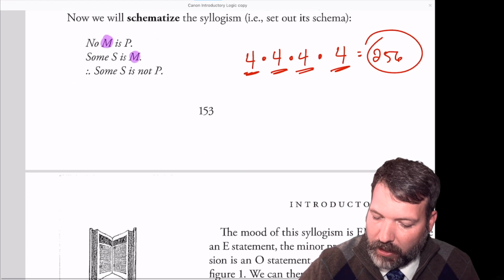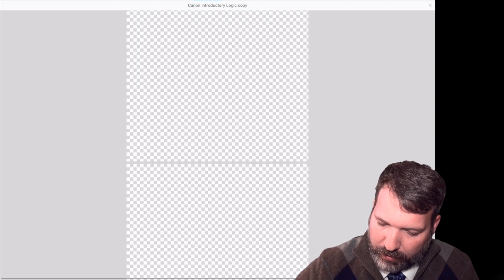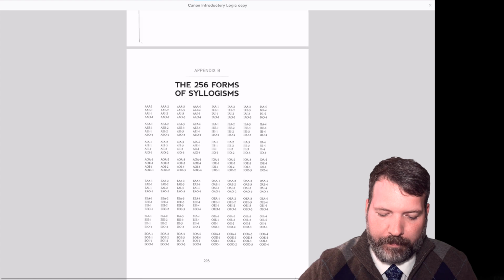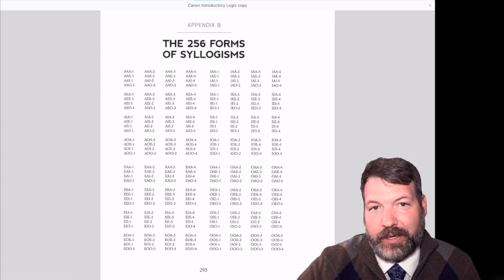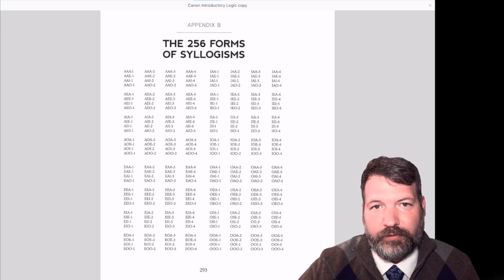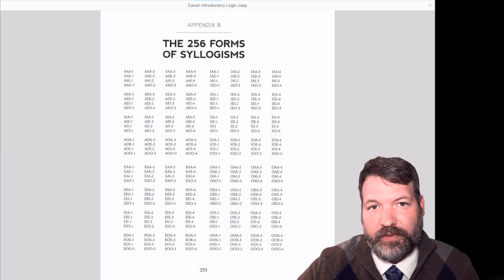You can actually see a list of these if I can get my little thing to pop up, which apparently I can't. Go all the way to the back. And there it is, page 293. That is an actual list of every single one of the 256 possible forms for syllogisms. These are the only possible 256 forms.